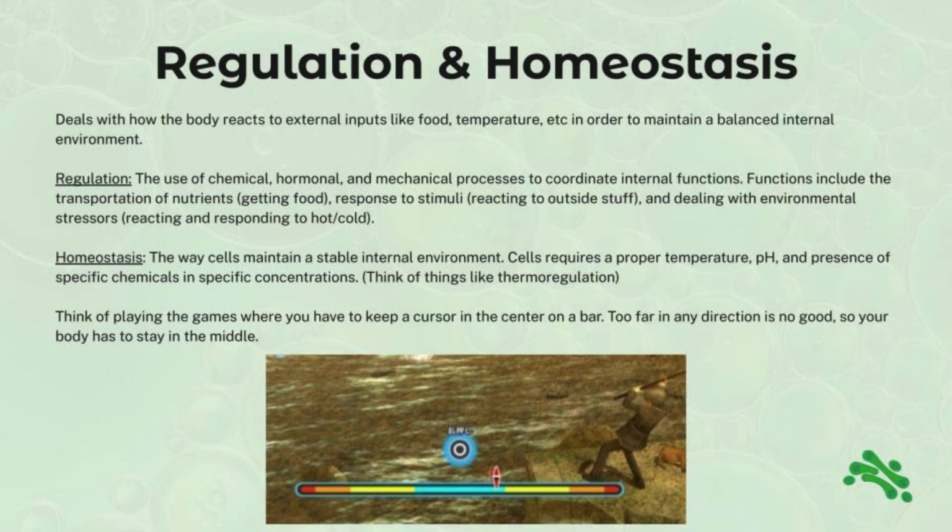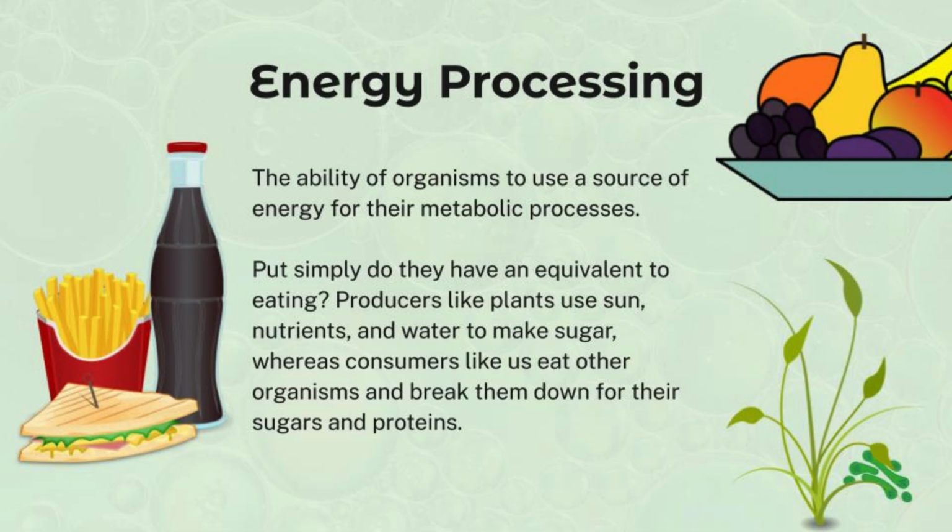And this regulation is use of chemical, hormonal, and mechanical processes to coordinate internal functions, especially those in response to external stimuli. So homeostasis is a very narrow view of it when we're talking about just maintaining our cells in their perfect environment that they need, because they do have this Goldilocks zone of temperature and things. And then the regulation as a whole is just taking all of that internal and external and balancing your body out itself.